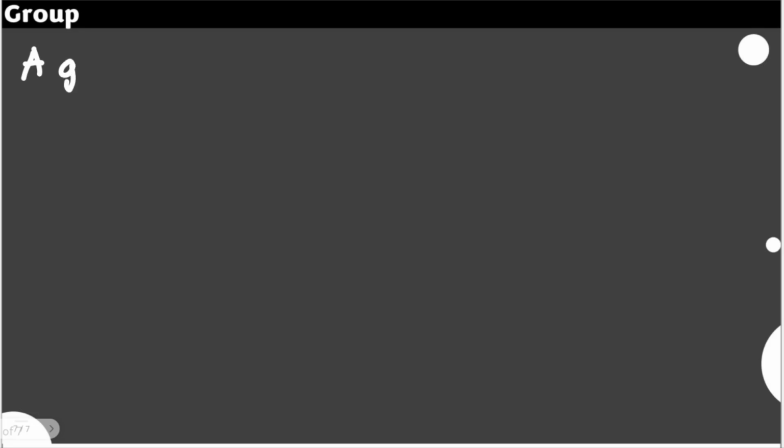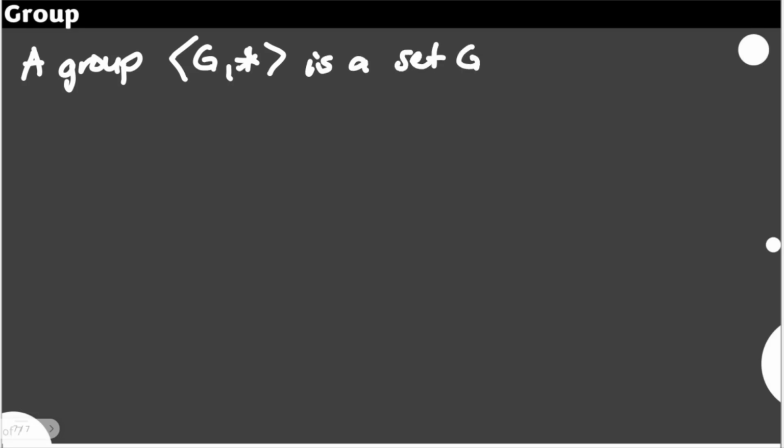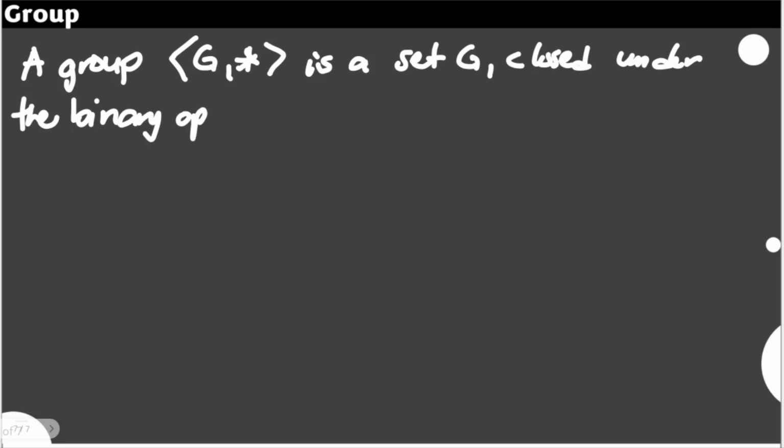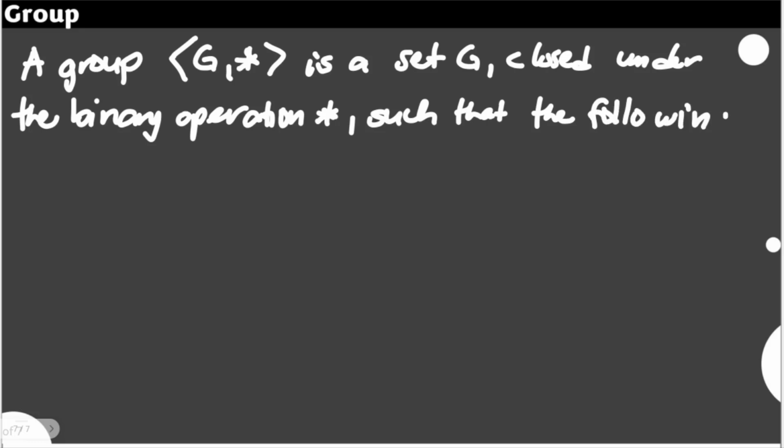A group, let's say (G, star). We're using G, since it's still a set, is a set G closed under the binary operation star, such that the following conditions, or criteria, or axioms, are satisfied.